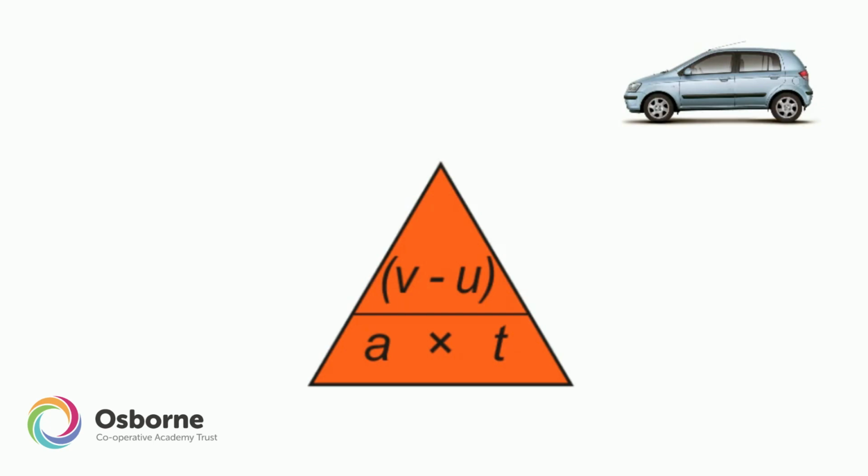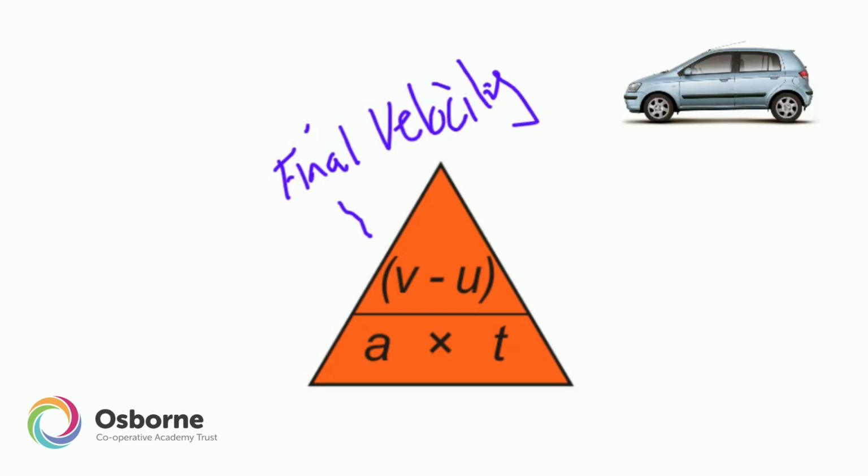If we look at the equation, it's got lots of different variables in it, and we need to know what those variables are. So let's start at the top of the triangle. We've got V and we've got a U. Now V is our final velocity. Okay, and U is our starting velocity.